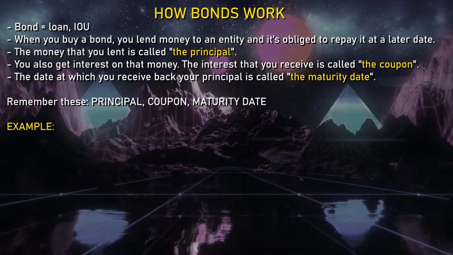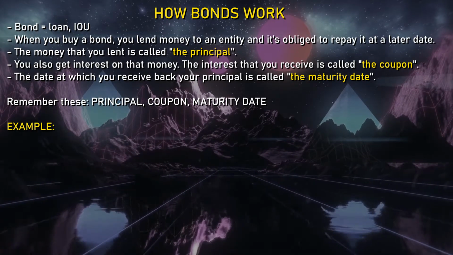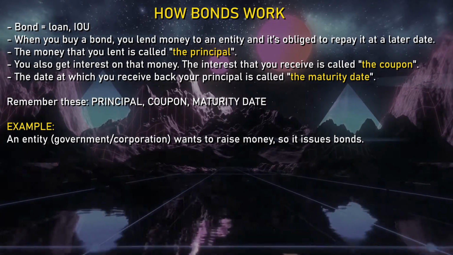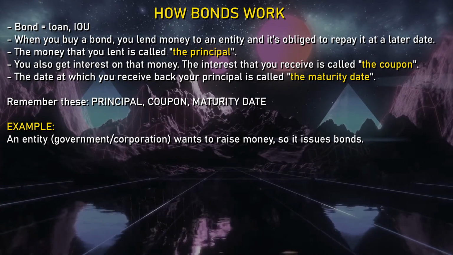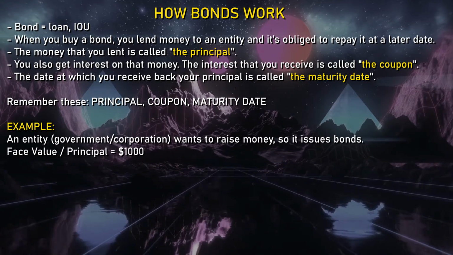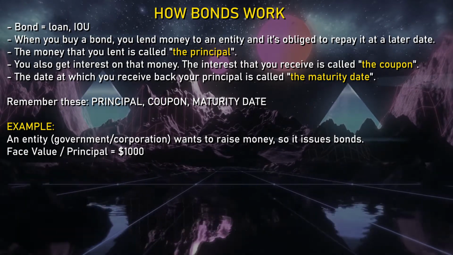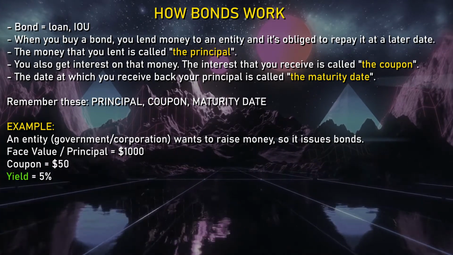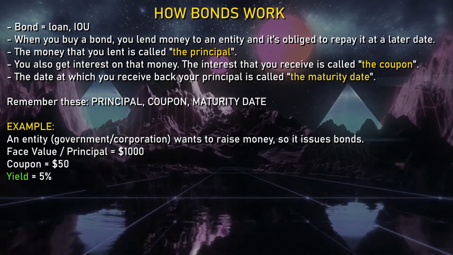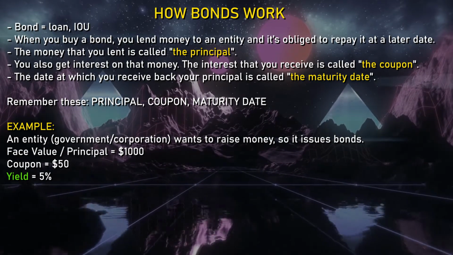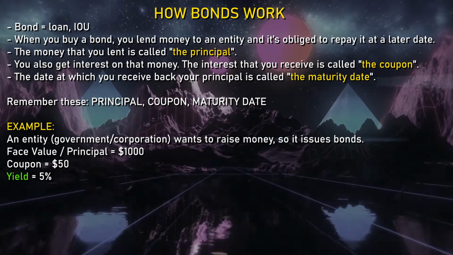Now let's look at an example, because it's easier that way. An entity, like a government or a corporation, wants to raise money, so they issue bonds. The bond has a face value or a principal of $1,000 and a coupon of $50. This means that the yield is 5%. Pretty simple, right? You just buy that bond, hold it, and every year you get 5% in interest.